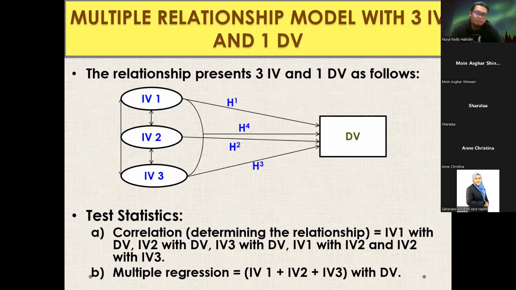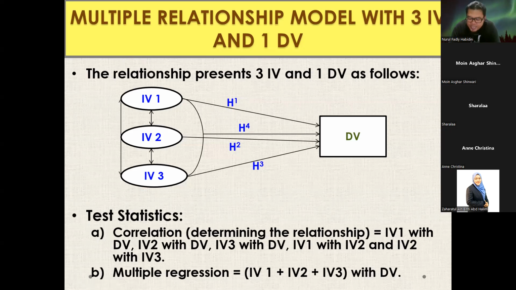This one has 3 independent variables. Previously we started with 2 IVs and 1 DV. So this model and figure represent 3 independent variables and 1 dependent variable. From here you can see why we have 4 hypotheses. Directly, IV1 to DV is hypothesis number 1. IV2 direct to DV is our H2, hypothesis number 2. IV3 direct to DV is hypothesis number 3.